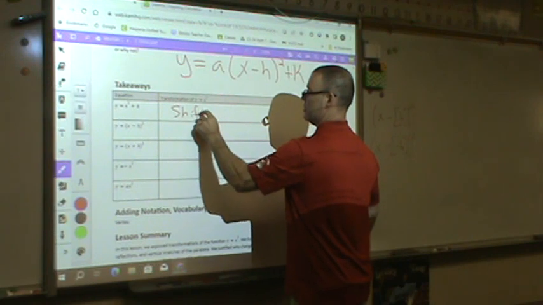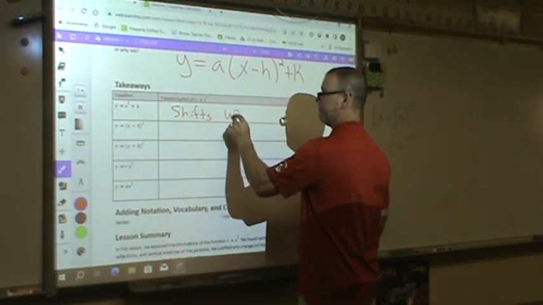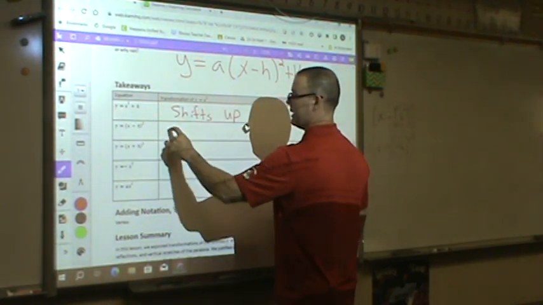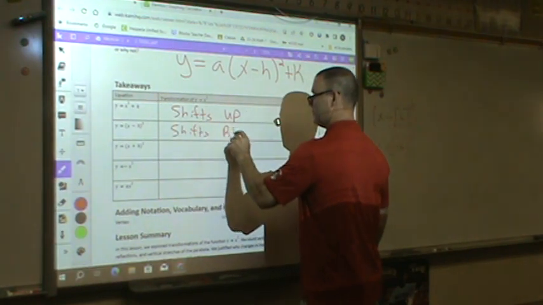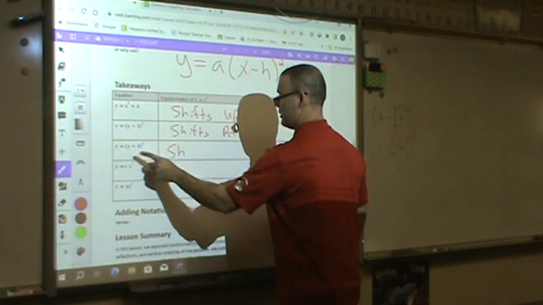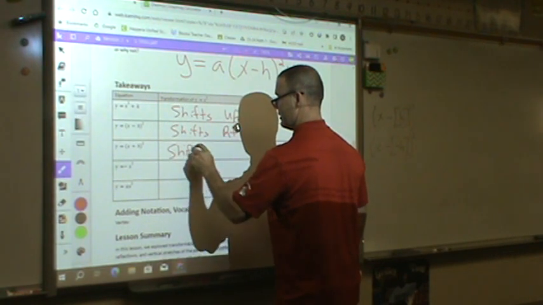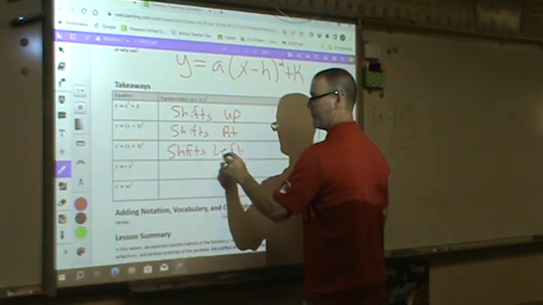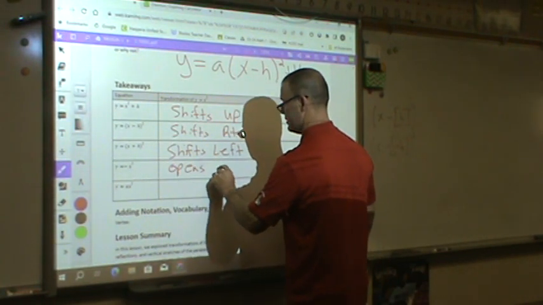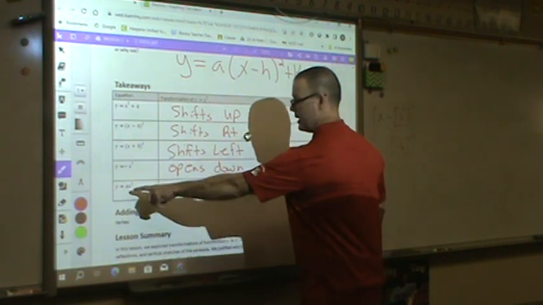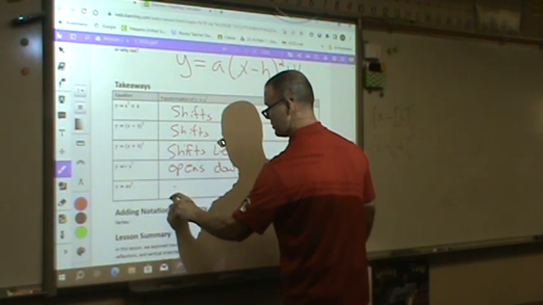So, plus k shifts up, x minus h shifts right, I'm going to abbreviate right. Down here it shifts left. Y minus opens down, and A is a stretch.